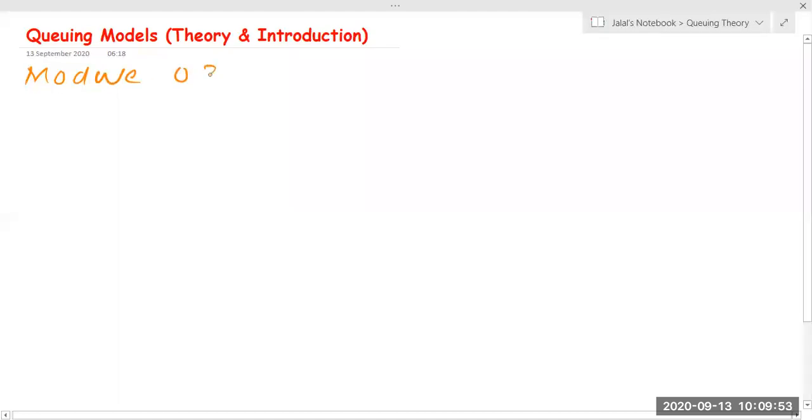Okay, so today we are going to start with one of the new modules. I think this is module number 3. In our syllabus it is module number 3, and the name of the module is queuing model. Today we are going to take some problems on queuing model, and we will also take the theory and the introduction before taking the problems.